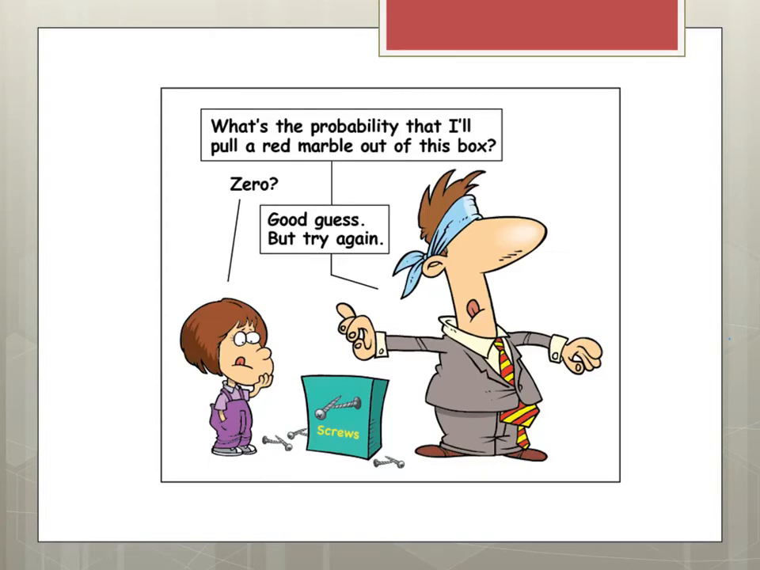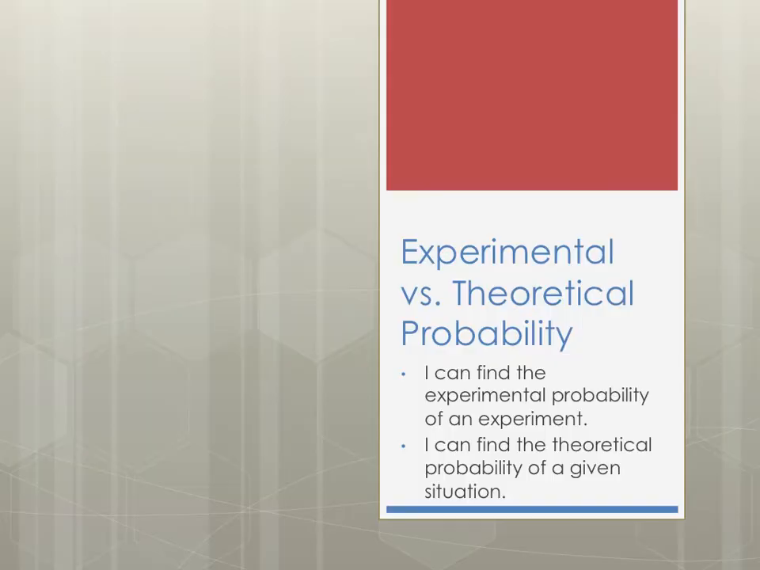For today's lesson, we're going to look at the difference between experimental versus theoretical probability. So the objectives today are to find the experimental probability of an experiment or find the theoretical probability of a given situation and know the difference between the two.